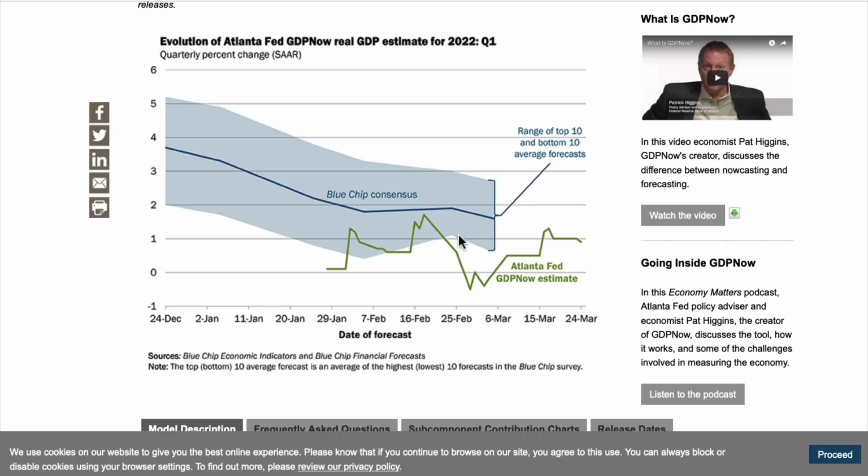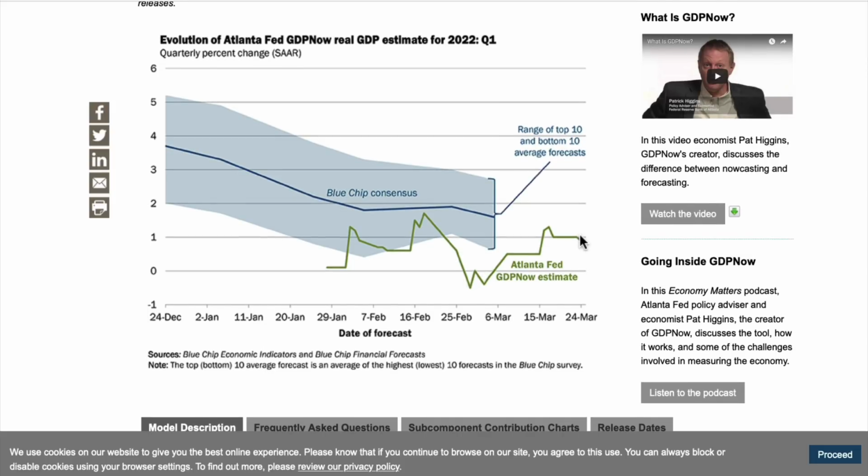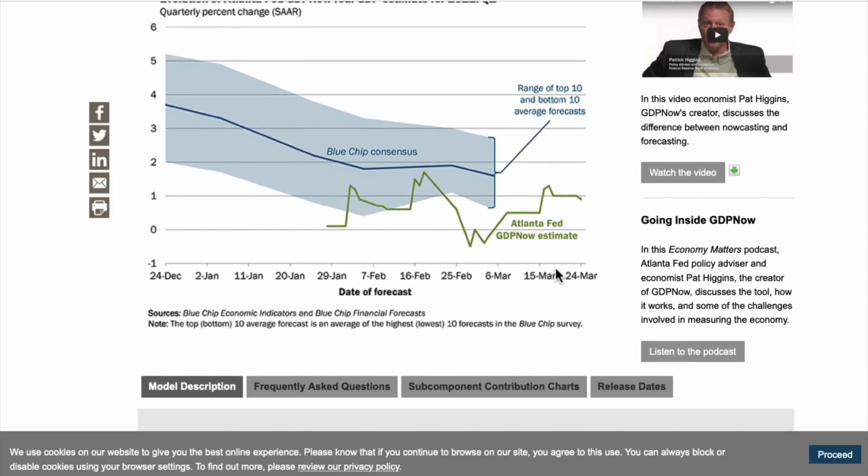I think what's more important is the general direction of GDP Now as opposed to the precision of it. So I would tend to look at it more that way, and it's starting to turn back down again. So this line here, the zero line, is the one you really want to pay attention to.